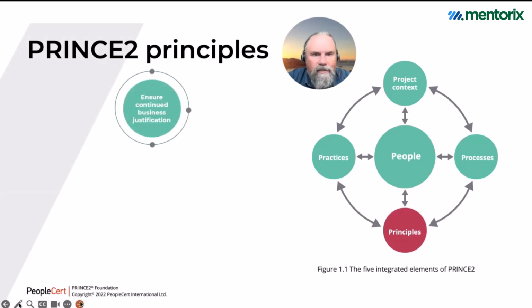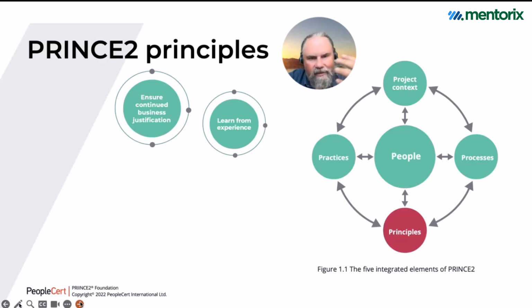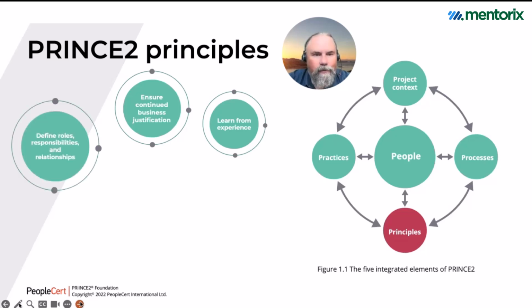Principles are more or less the same. It's about ensuring continued business justification. This is about the business case. Learn from experience is and has always been a key principle. Defined roles and responsibilities has always been there, and what has been added now is that you also need to define relationships. This is a new one, and it is of course connected to the people part. So it's not only about making roles and responsibilities clear, but also what the different relationships are in the host organization, but also in the project organization, between stakeholders, funding partners, things like that. So relationships are now a key word in the PRINCE2 setup.